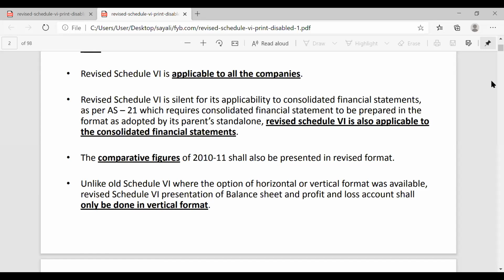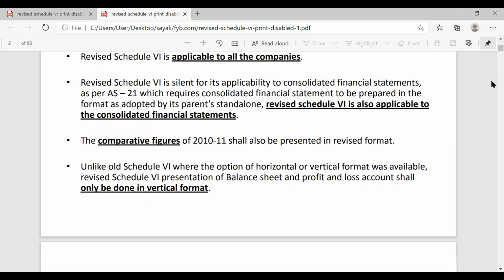Unlike the old Schedule 6, where the option of horizontal or vertical form was available, in revised Schedule 6 the presentation of balance sheet and profit and loss account shall only be done in vertical format. As you know, there are two types of format for writing a balance sheet or financial statement, horizontal or vertical. Earlier, horizontal meant you could write it in a T format, a T balance sheet, that is debit, assets and liabilities, etc. But now it is compulsory to prepare it in vertical format.